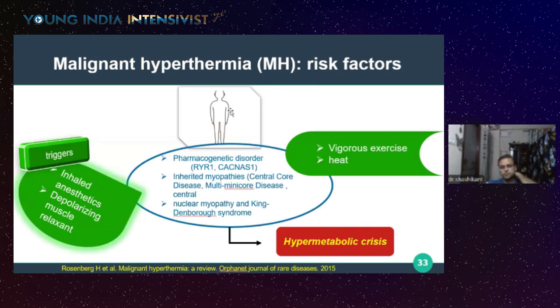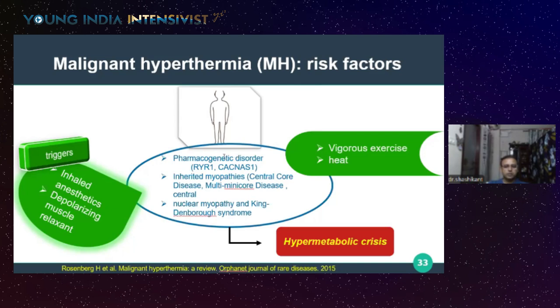Coming to the risk factors, individuals with pharmacogenetic disorders. The most common genes affected are the genes for ryanodine receptors, dihydropyridine receptors, and another calcium channel, CACNA1S. Also patients with inherited myopathies like central core disease, multi-minicore disease, nuclear myopathy, and King-Denborough syndrome.